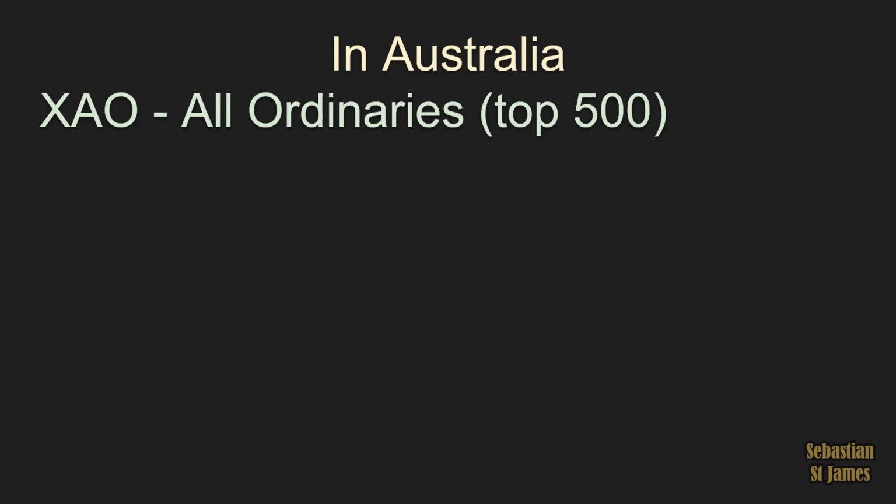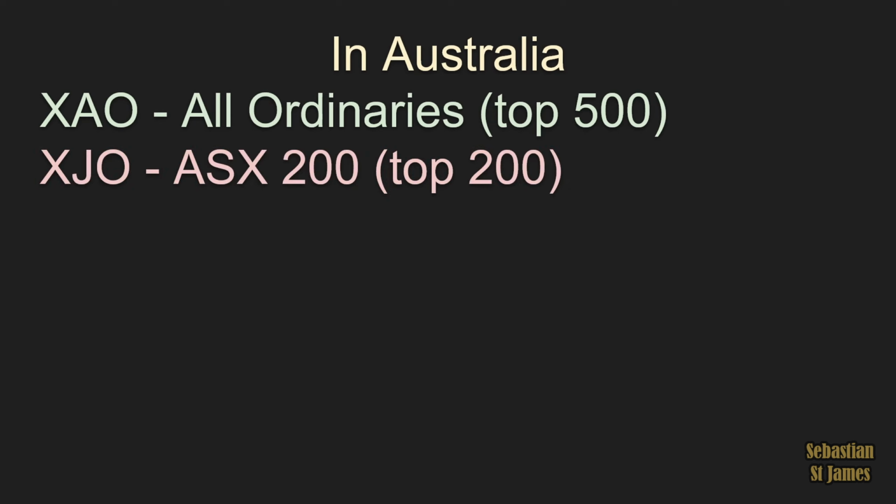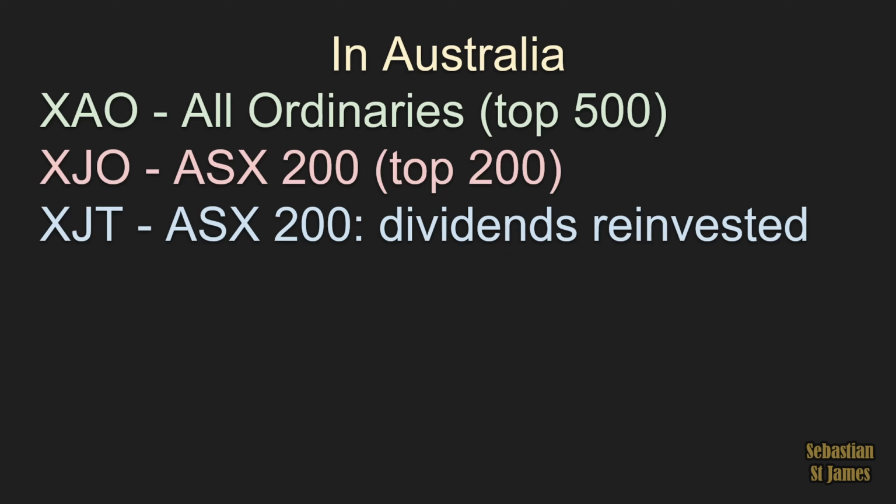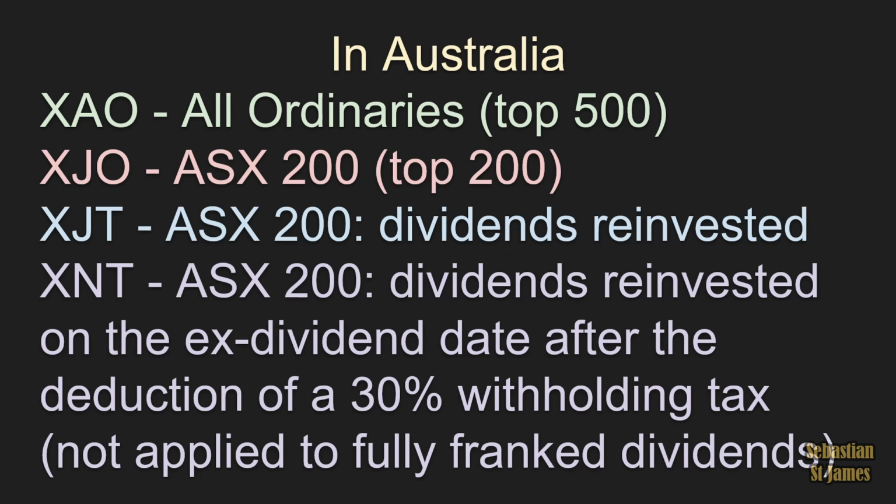There's the XAO, which is the All Ordinaries, which is the top 500 stocks. XJO is the ASX 200, which is the top 200 stocks. XJT is the ASX 200 dividends reinvested. Aha! XNT is the ASX 200 dividends reinvested on the ex-dividend date after a deduction of 30% withholding tax not applied to fully franked dividends.